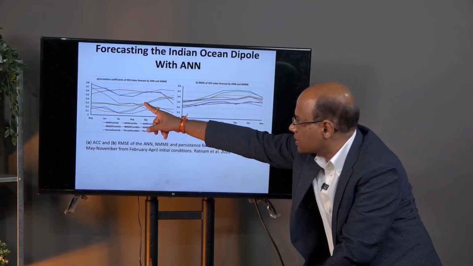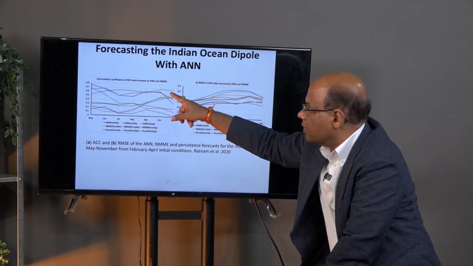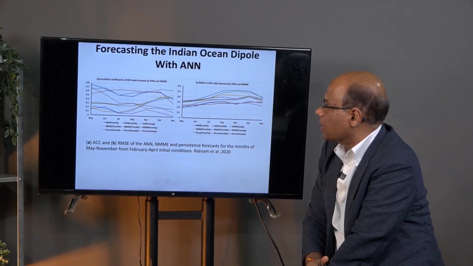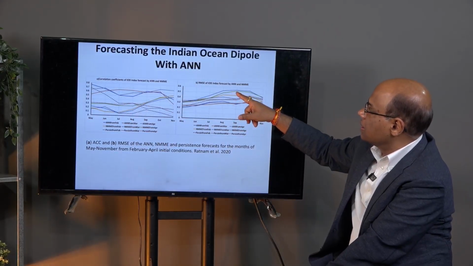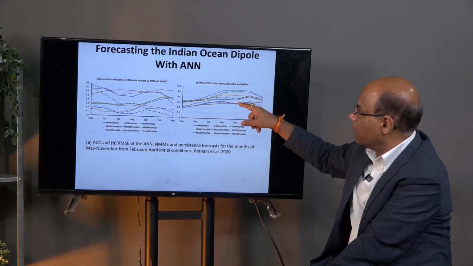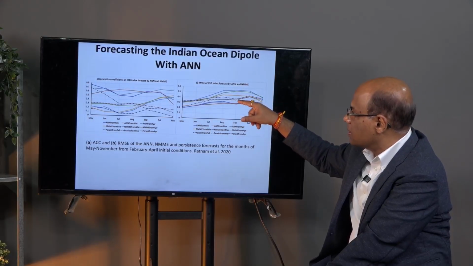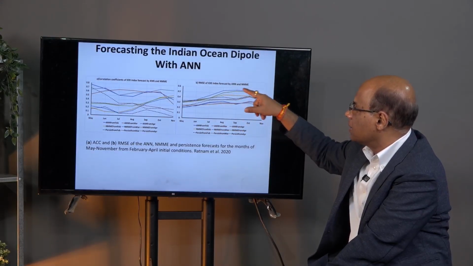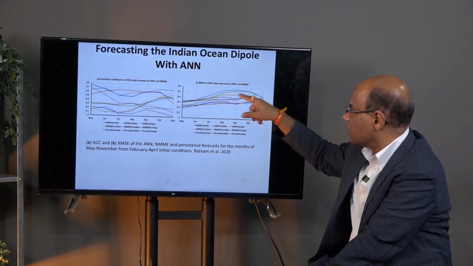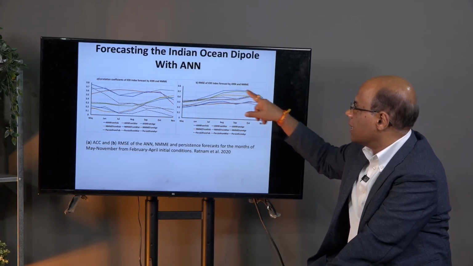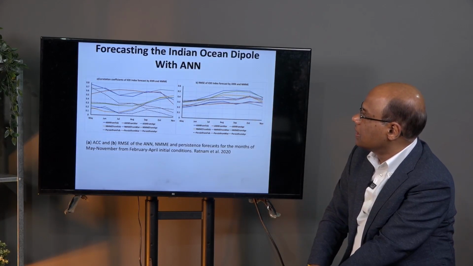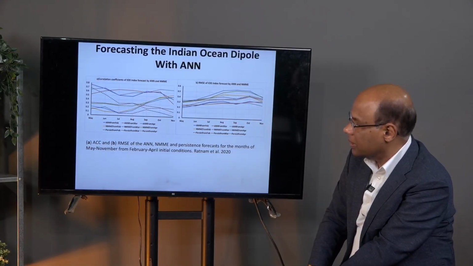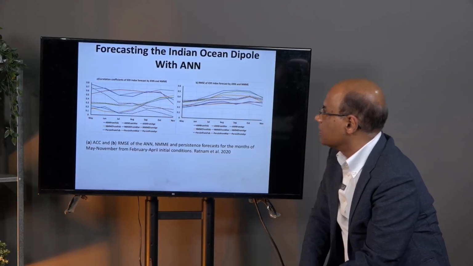This is the correlation scale, which is close to 0.6 for the ANN model, 6 to 7 months ahead, much better than the dynamical models. And this is the RMSE, the root mean square error, which is also better than the NMME. If the root mean square error is lower, it is better. So, you can see these three models, which are coming from ANN, are better than the NMME, North American multi-model ensemble models. So, in some sense, the ANN was doing better in predicting the IOD compared to some of the dynamical models.